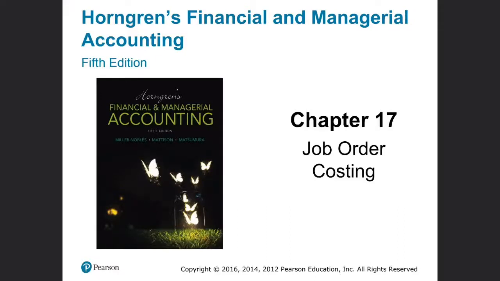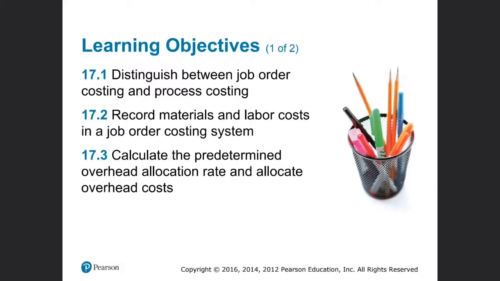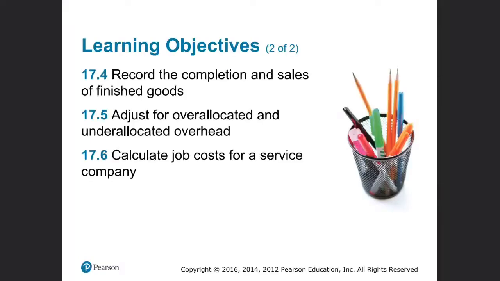Chapter 17, Job Order Costing. We're going to distinguish between job order costing and process costing, record materials and labor costs in a job order costing system, calculate the predetermined overhead allocation rate and allocate overhead cost, record the completion and sales of finished goods, adjust for over-allocated and under-allocated overhead, and calculate job cost for a service company.